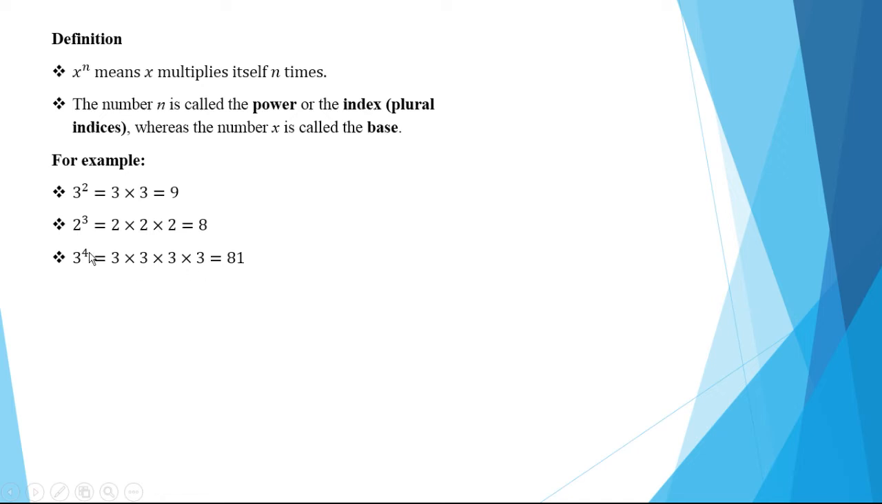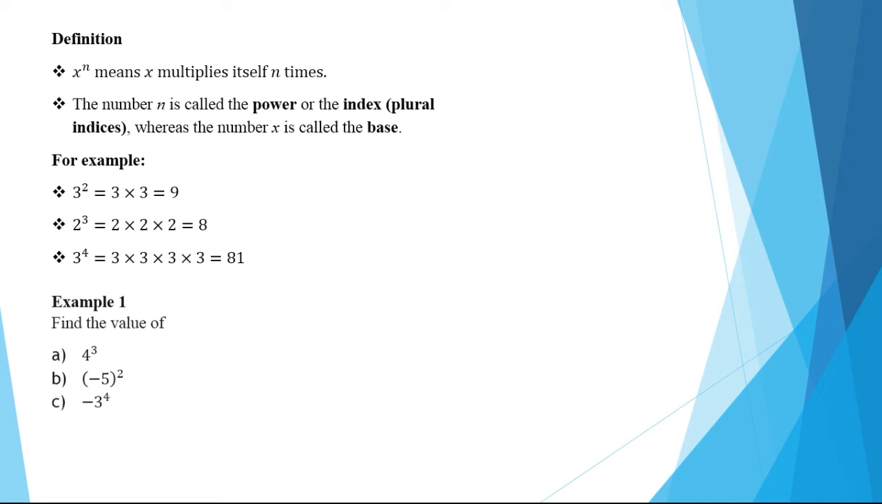Don't make a mistake and multiply the 3 and the 4. You will get a 12, which is not correct. It's not 3 times 4. It's 3 multiplies itself 4 times. Alright? That's a common mistake people make. Don't be part of them.